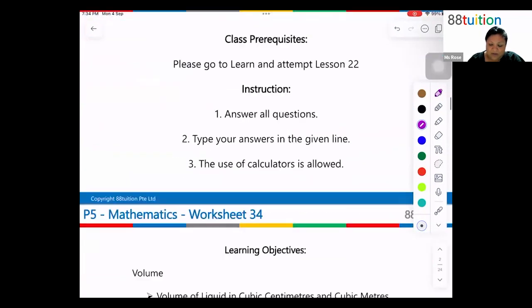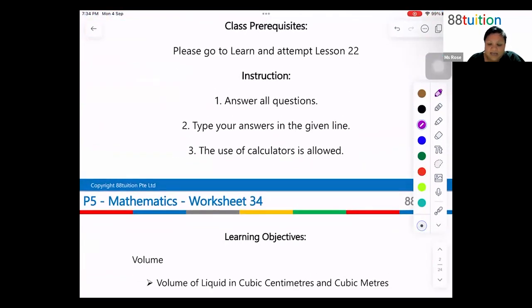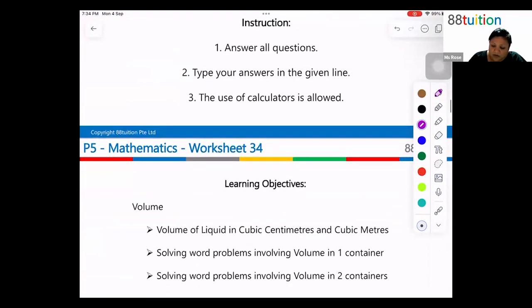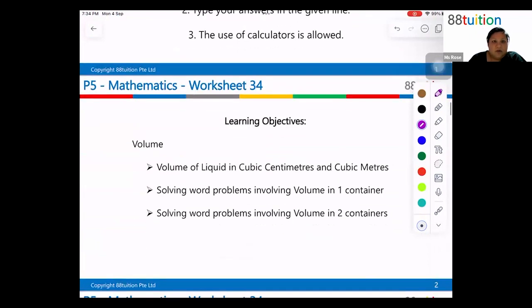Okay. So we are at lesson number 22. If you look at your own account, you'll be able to see that we're at lesson number 22. And we're continuing with volume of liquid in cubic centimeters. We're also going to do a lot more of the problem sums.